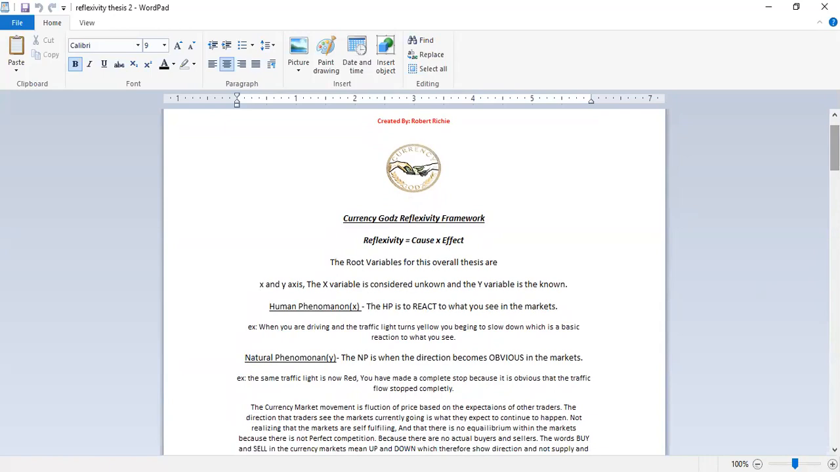You know to slow down because you were taught the rules. These are the rules behind Forex trading, and we're going to go through them now. Yellow means slow down, red means stop, and green means go. So the human phenomenon is you reacting to the color of that traffic light.